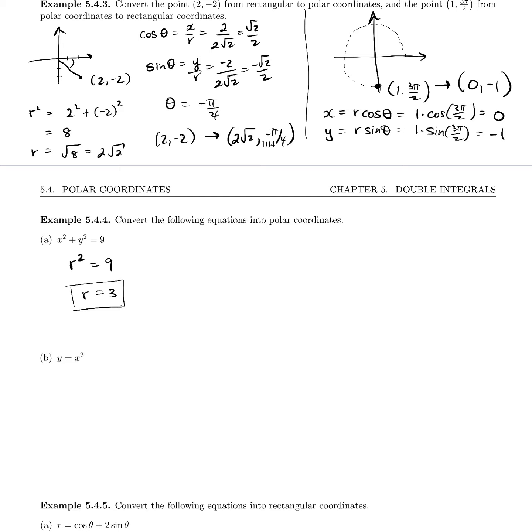Part B, so y is equal to x squared. Well, we're going to fill in that we know y is r sine theta, and x is r cos theta, so we're going to get r sine theta equals r squared cos squared theta. And we saw in a previous video that very often for polar coordinates we have r is f of theta.